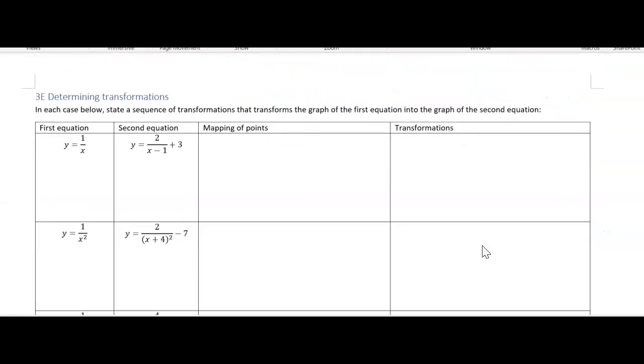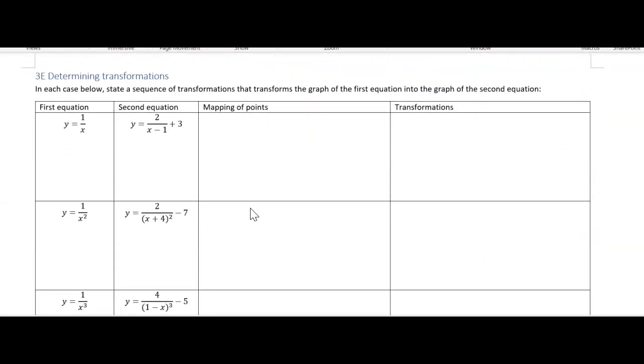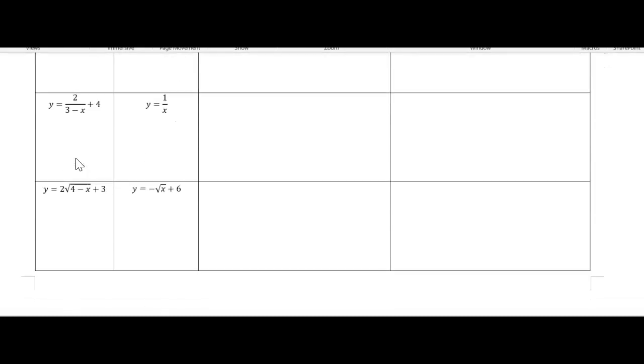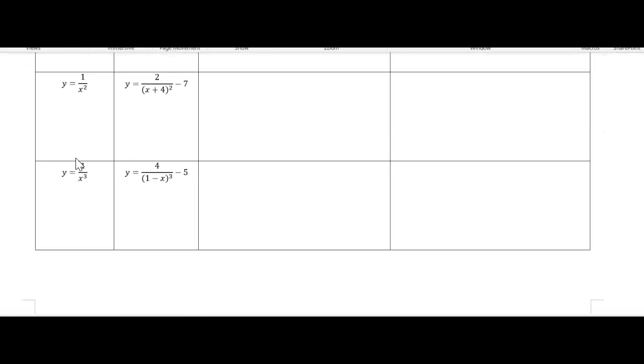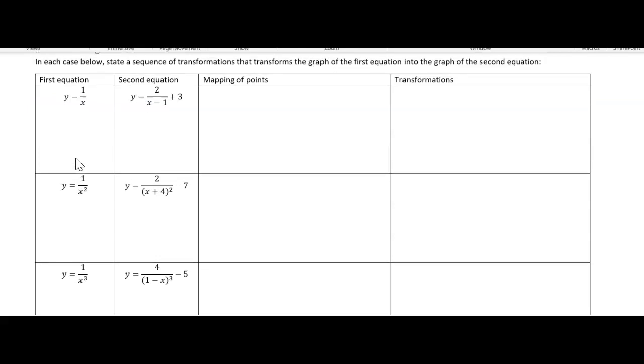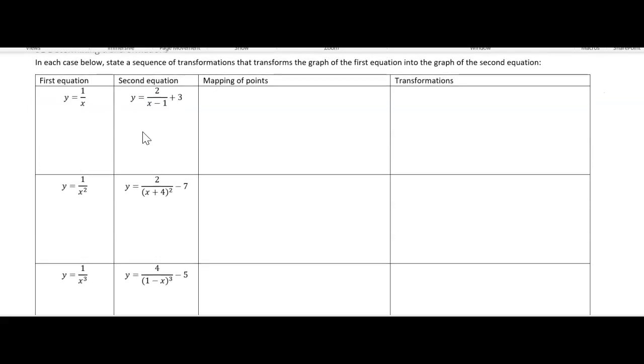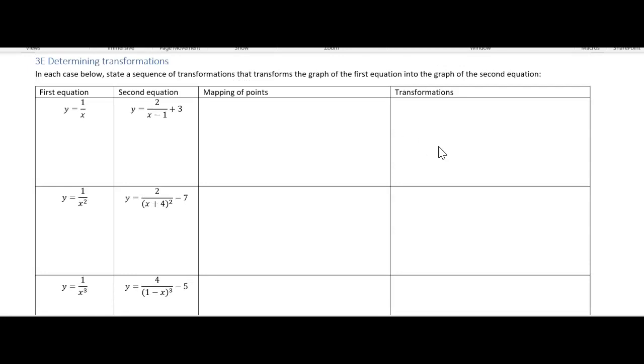So for 3E, what we're going to be doing is we've got the image of the first equation, and all of these I think are basic. Oh no, we've got two at the bottom that aren't, so we'll do them a little bit differently. And then we've got our image. So we're going to use mapping, and we'll kind of do the opposite of what we did in 3D. And then we can state the transformations.